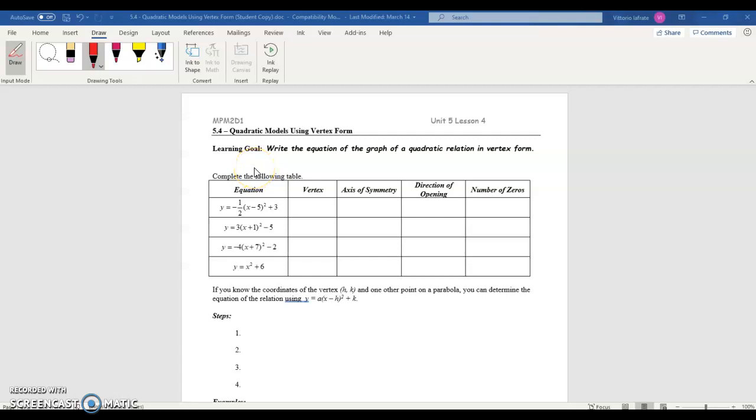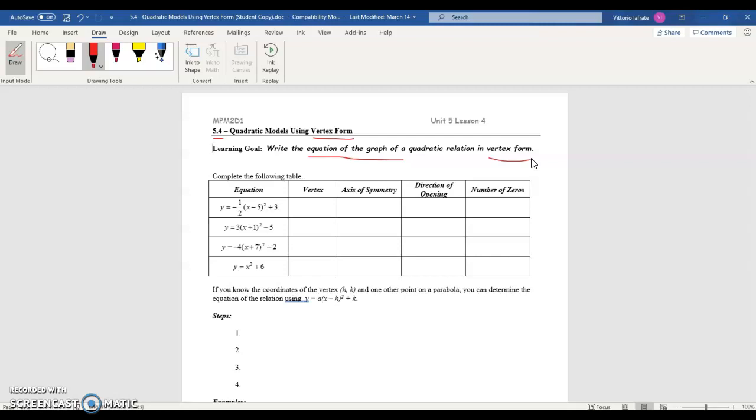This is part 1 of lesson 5.4. We're going to be doing quadratic modeling using the vertex form. So what we're going to do is determine how to write the equation of a graph of a quadratic relation in its vertex form. We've seen, for example, how to write the equation in its factored form.